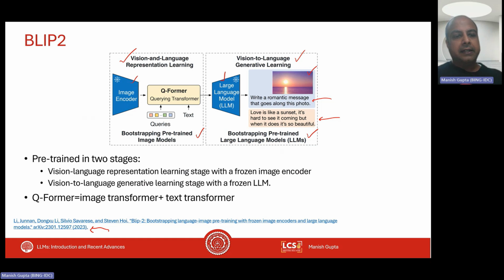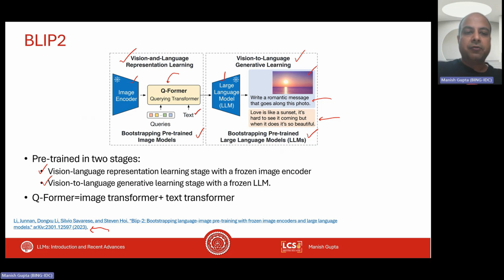Now, as I said, the BLIP-2 model is pre-trained in 2 stages. The first stage pre-trains the first box: the vision-language representation learning stage with a frozen image encoder. The image encoder is frozen in this stage. The second stage is for the second box: the vision-to-language generative learning stage with a frozen large language model. The interesting thing in the first stage is this Q-former.